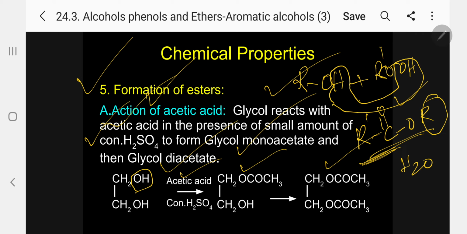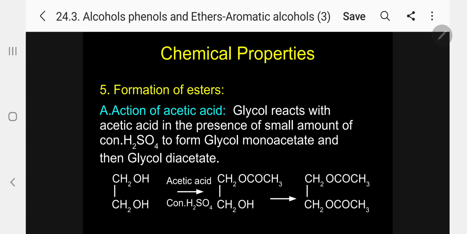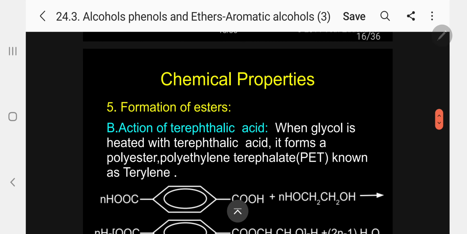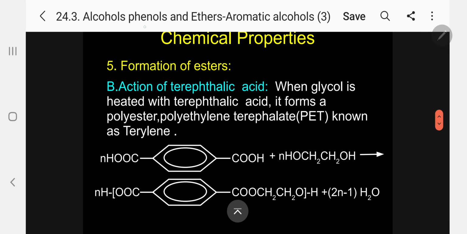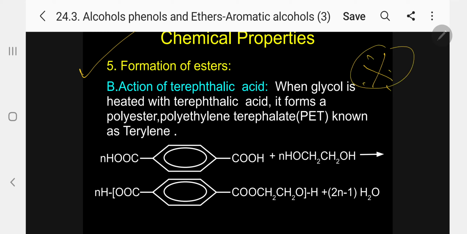So only the OH from the acid and the H from the alcohol are taken for the formation of water. This is the most important information for you. Now, next, formation of ester. These are very, very interesting questions that are normally asked. Kindly follow. Action of terephthalic acid, that is benzene dicarboxylic acid.